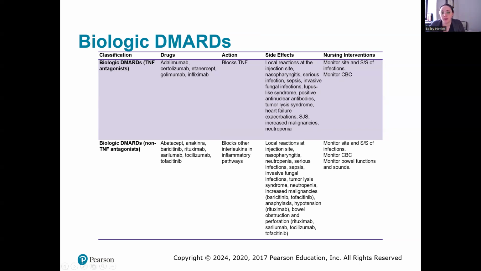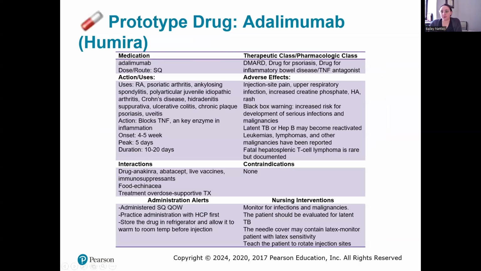Okay. So now we're going to get into Humira. This is adalimumab. If I say it really fast, it works. But Humira is much easier to say, and you've probably seen it. You've seen commercials for it. It's all over TV. Okay, this is a sub-Q injection.